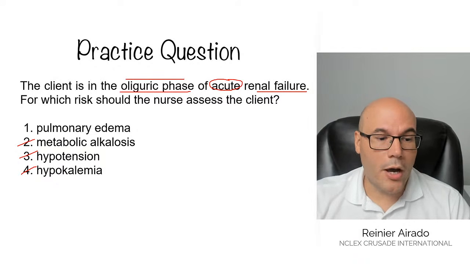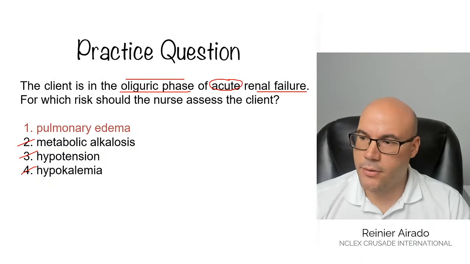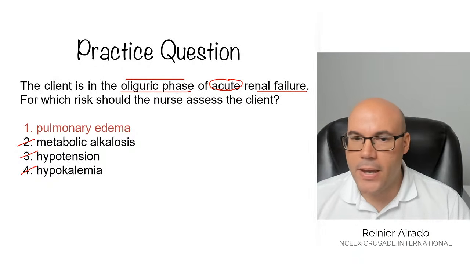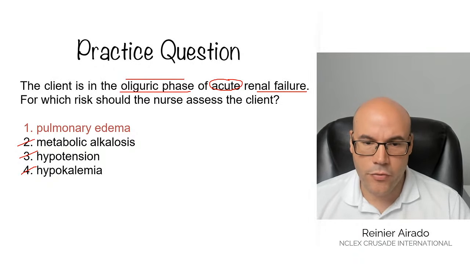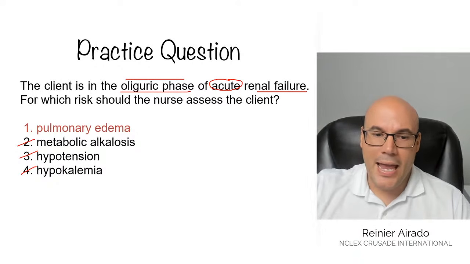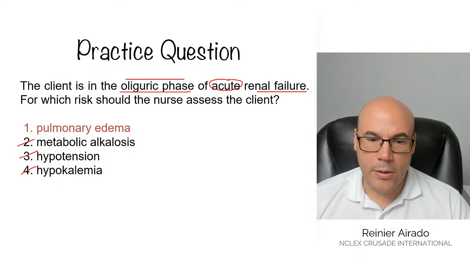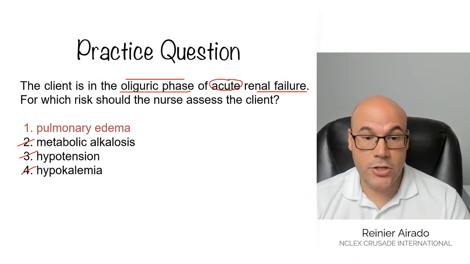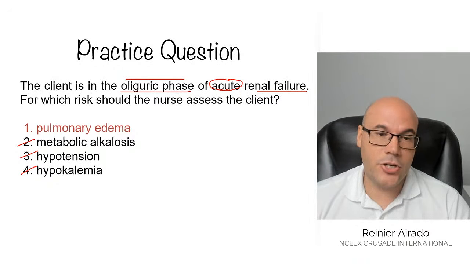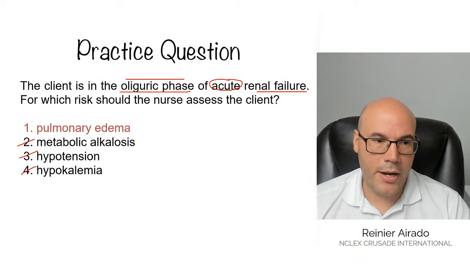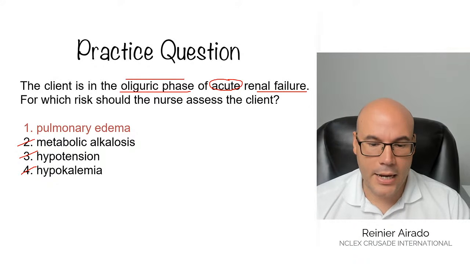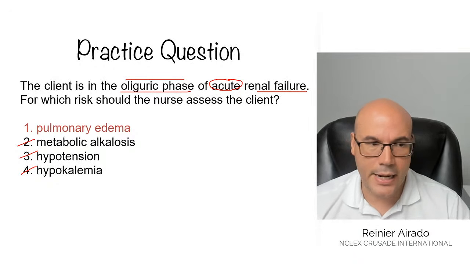Answer number 1, pulmonary edema, that is the correct answer. And why? Well, we kind of talked about this. If the patient is in the oliguric phase of acute renal failure, there will be a decreased urinary output, there will be increased fluid retention, and if the fluid retention is too severe, then the patient can develop pulmonary edema. So this is the analysis that you need to have in this scenario.